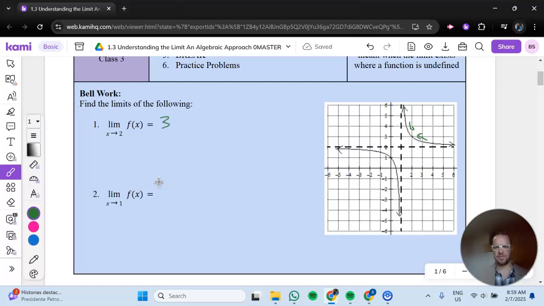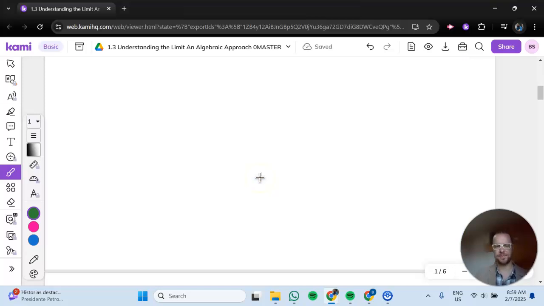Then we've got the limit as x approaches 1. So 1 is our asymptote here. And we can see that as we approach it from the left, we're going to negative infinity. And from the right, we're going to positive. Therefore, it does not exist. And a good little thing for us to write is that the left side does not equal the right side. That's how we know that it doesn't exist.